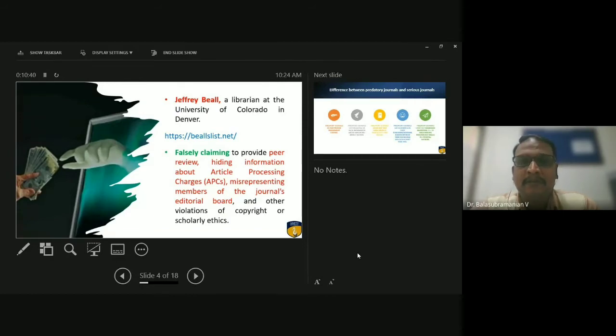It will be good, but you have to be aware of predatory journals and cloned journals. They only work for money. They don't have any ethics or morals. Jeffrey Bell was the first person, right? He was the first person. He was a librarian at the University of Colorado in Denver.